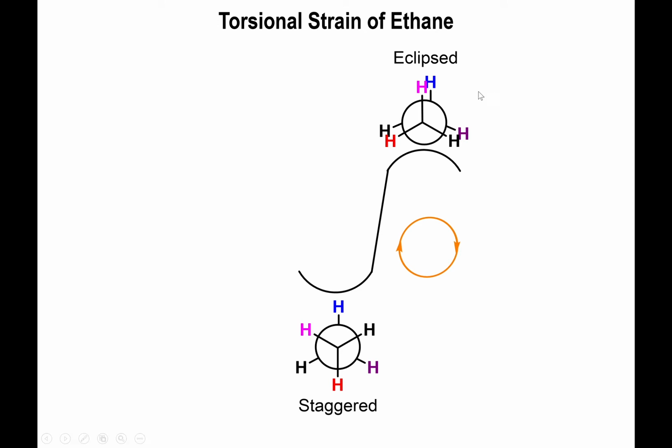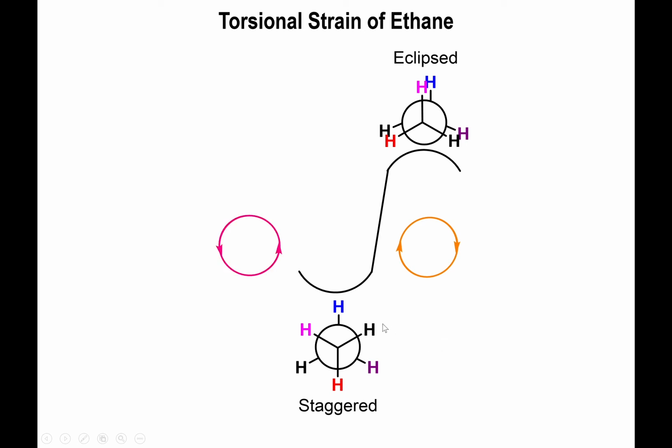And because the groups are closer to each other, and the groups do have electrons associated with them, and even nuclei, right? The closer you bring those things, the more Coulombic repulsion you're going to encounter. So the energy of the molecule goes up, right? This is less stable than having your staggered conformation.